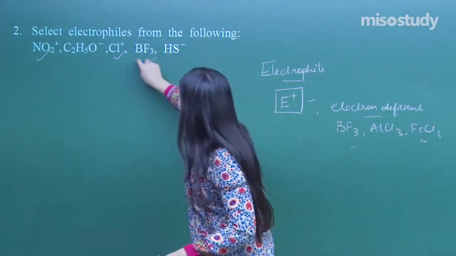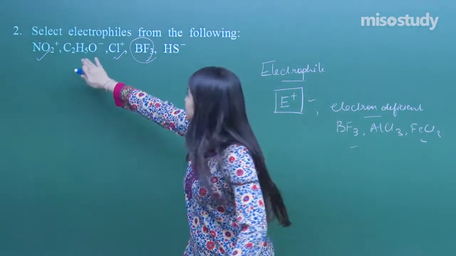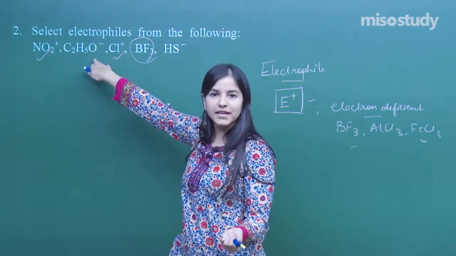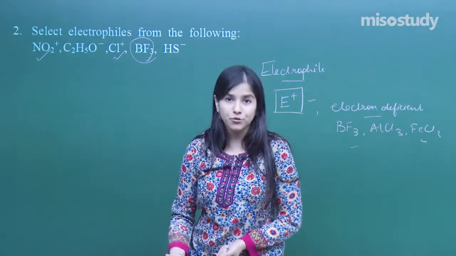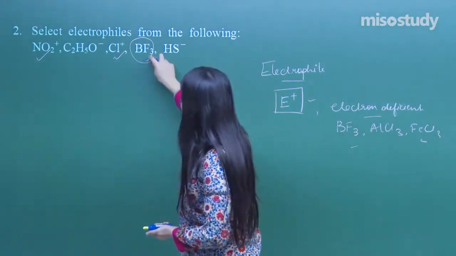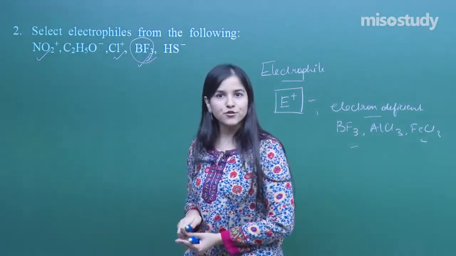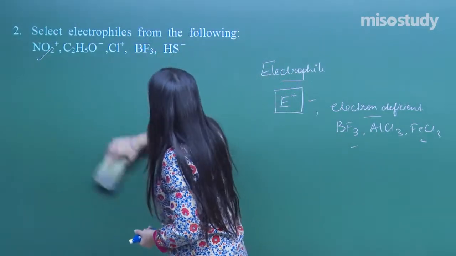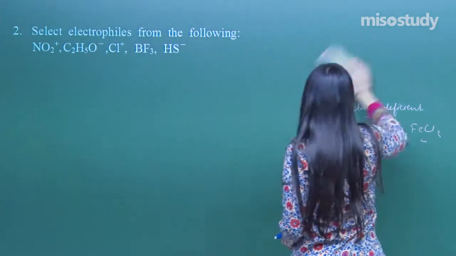What you can see over here is BF3, while the rest of them naturally have a negative charge, so I will be including them in the nucleophiles, not the electrophiles. So these three are the electrophiles. Clear? I hope everybody is clear with the fact. Now let's move on further.